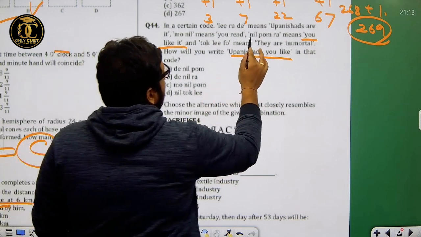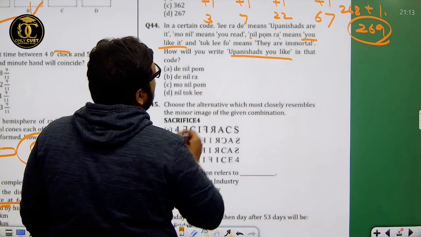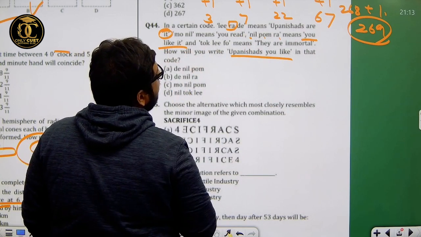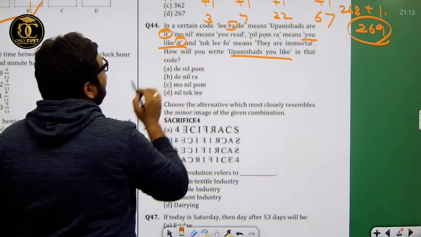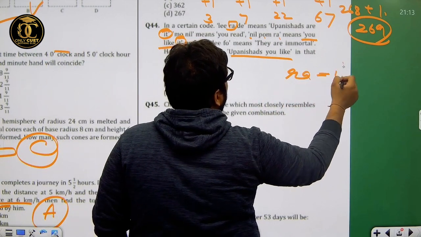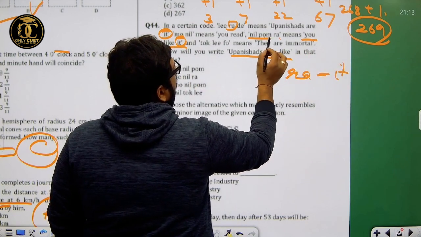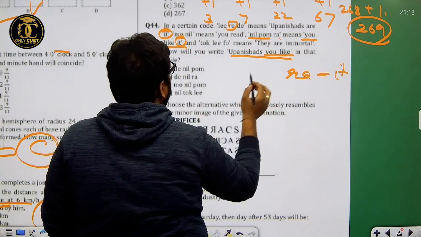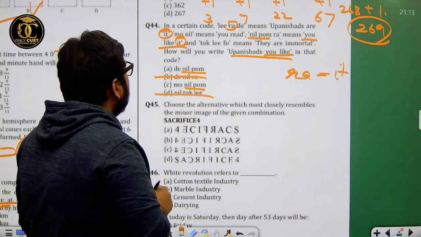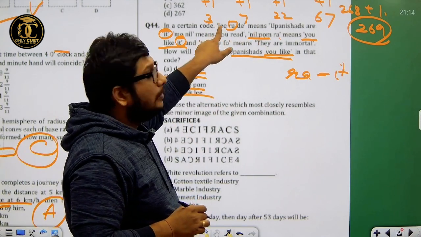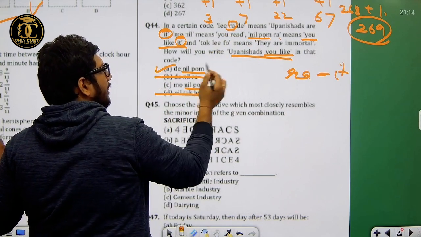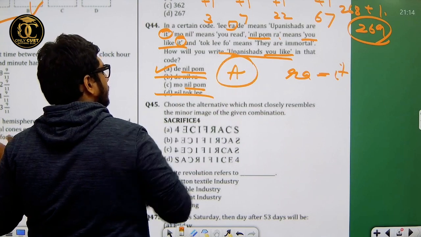See, Nil Pom Ra means you like it. Ra means it. Why Ra means it? Only that is the word common between these two sentences. Ra means it. That is, Nil Pom means you like. I need that here. So Nil Pom should be there. Rest B and D eliminated. Now Upanishads are possible only for Li or De. Based upon that, only option A is there because De Nil Pom. So option A would be my correct answer.